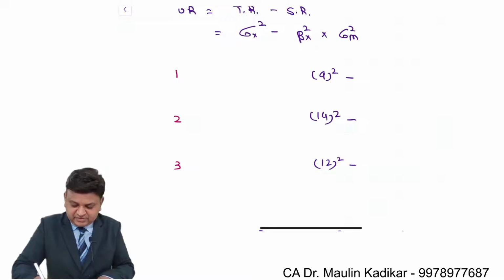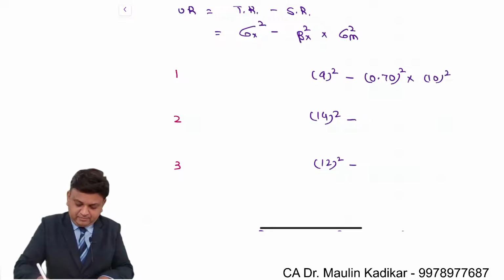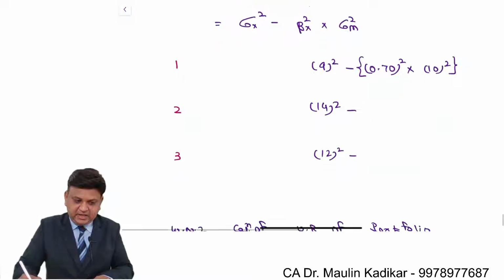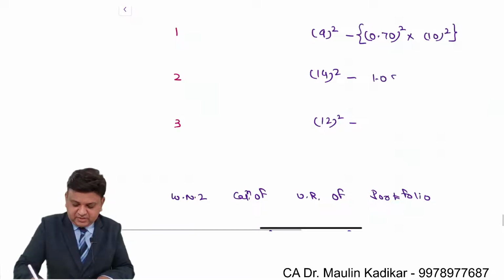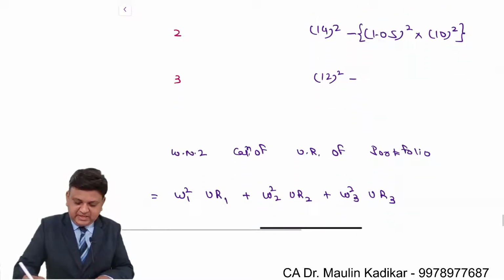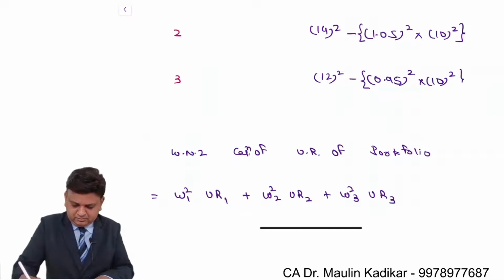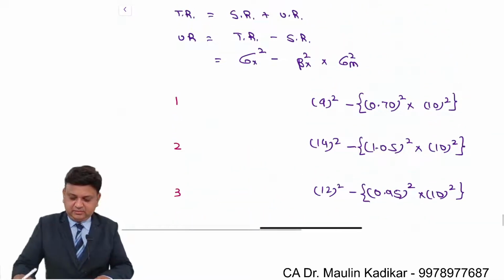What is beta? 0.70. What is standard deviation of the market portfolio? 10. So the variance is 100. Again, 1.05 square into square of 10. Lastly, square of 0.95 into square of 10. That is what we understand.